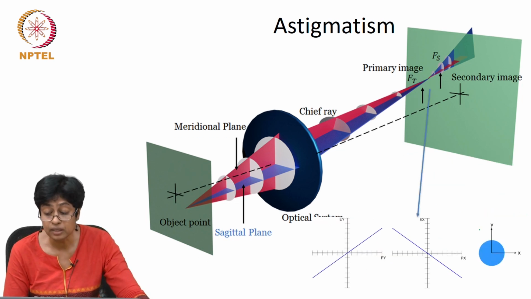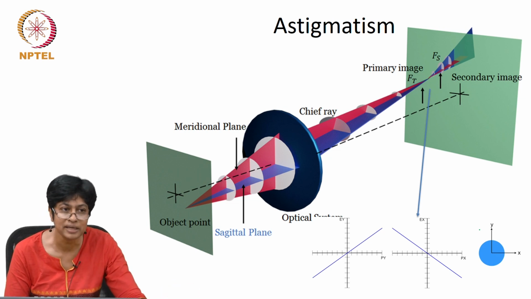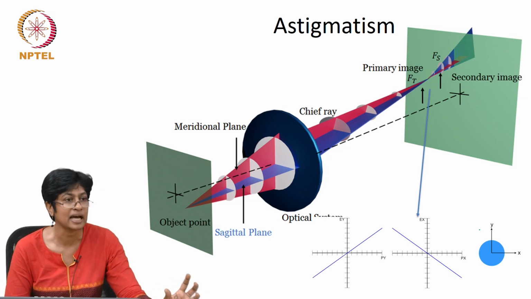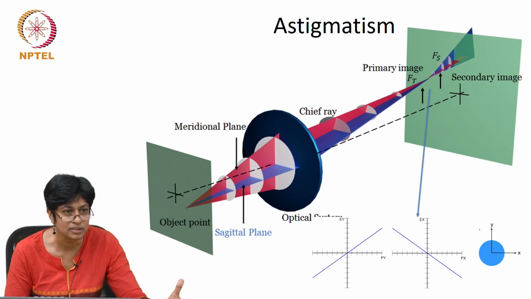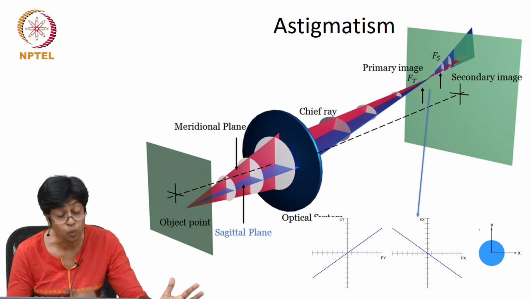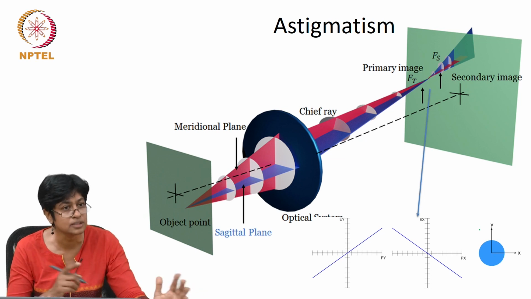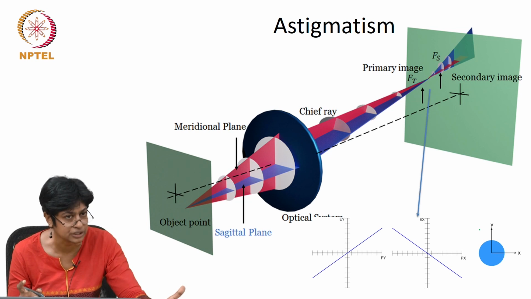If I move a little further down the axis, I have the best focus. So it's neither this is the best focus, it's like a compromise. Neither are the sagittal rays focused here, nor are the tangential rays focused here, but this is where I get the minimum spot or the most circular spot, right? And both RIC curves of sagittal and meridional show variation.